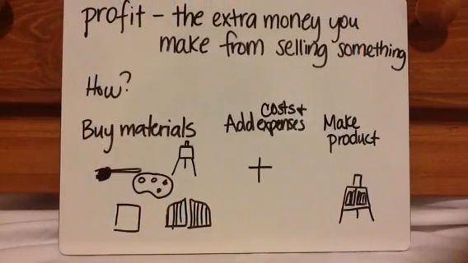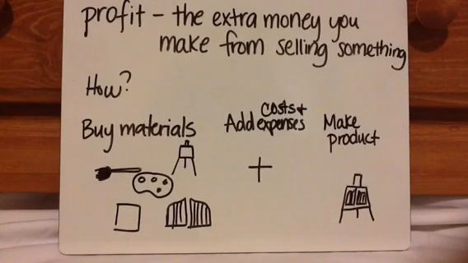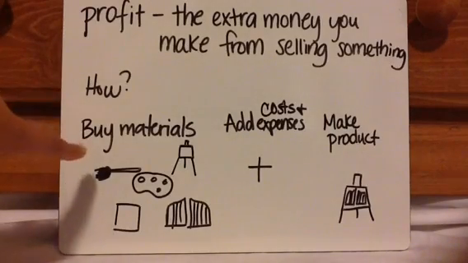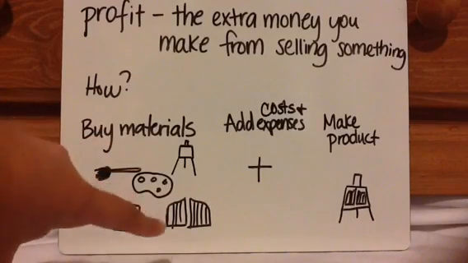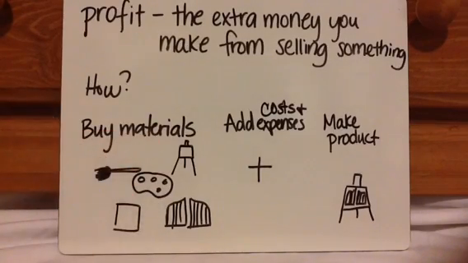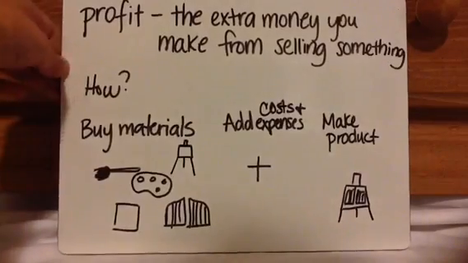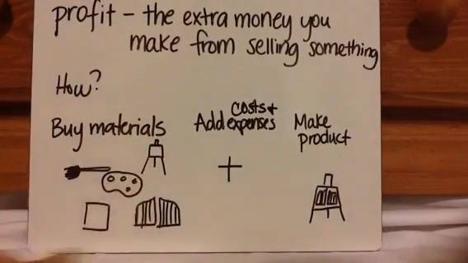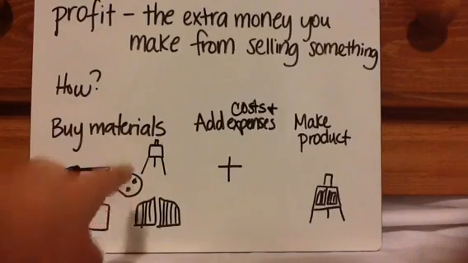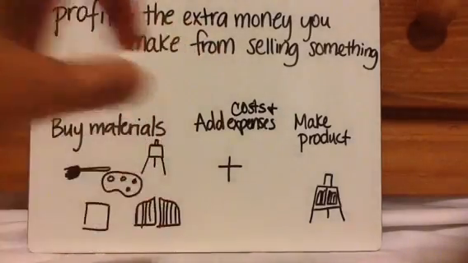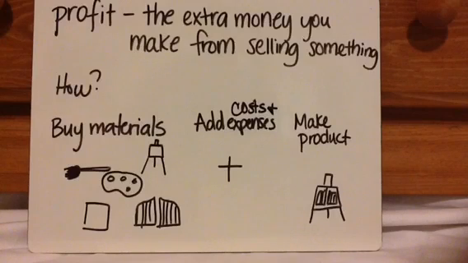So what is profit? Profit is the extra money you make from selling something. How do you know what the extra money is? Well, first, whenever you sell something, you make it. Or you probably buy it and then you sell it again for a higher price. So you would buy the materials: paintbrush, paints, canvas, little decorations, and a mini easel. Then you would add the cost and the expenses of all these things. You add it all up and you keep in mind how much it costs to buy the materials.